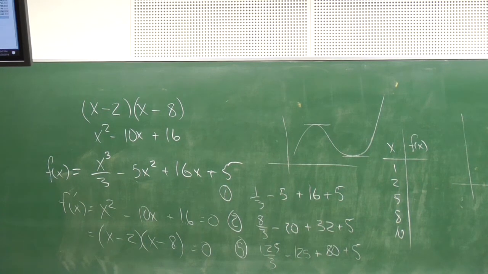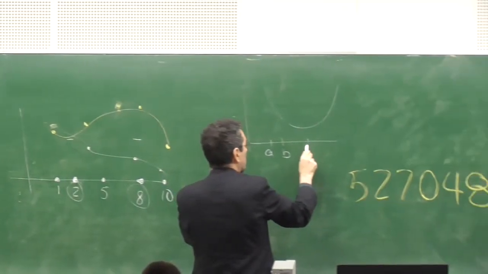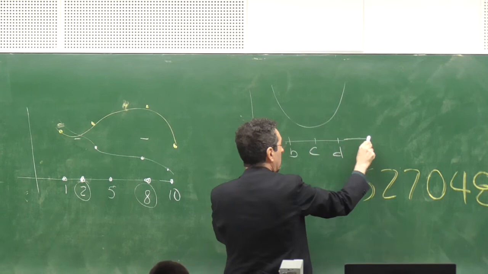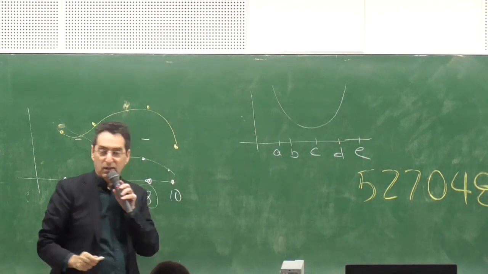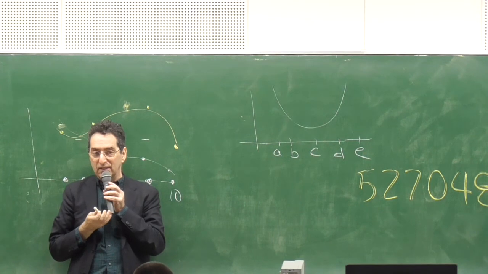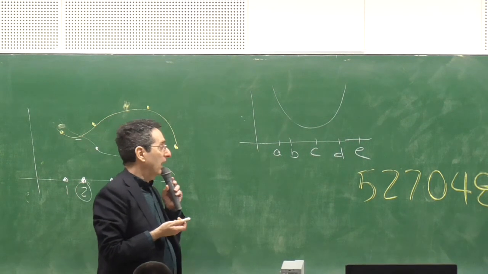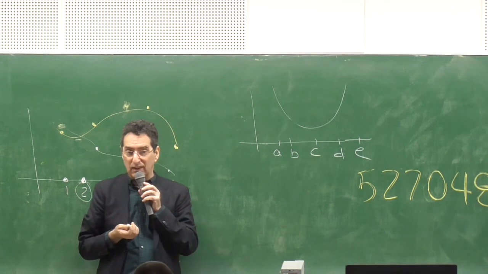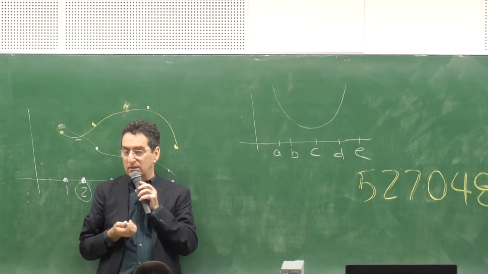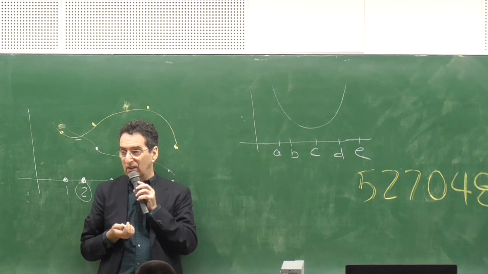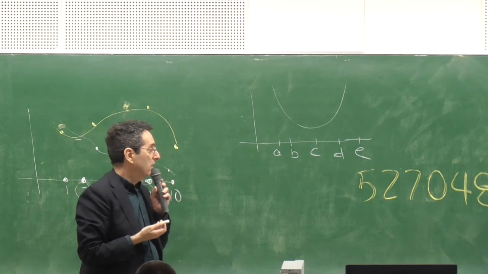If you have a curve like that, let's talk about the derivative at different places. Let's say at A, B, C, D, and E. Let's talk about the derivative at those different places. So what about at C? What's the derivative at C? What's the slope at C? 0. The derivative is 0 there, right? What's the derivative at A?